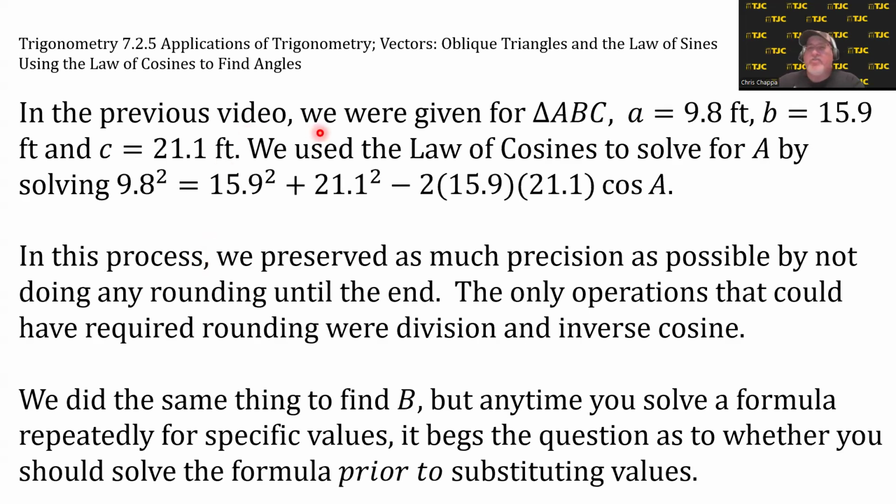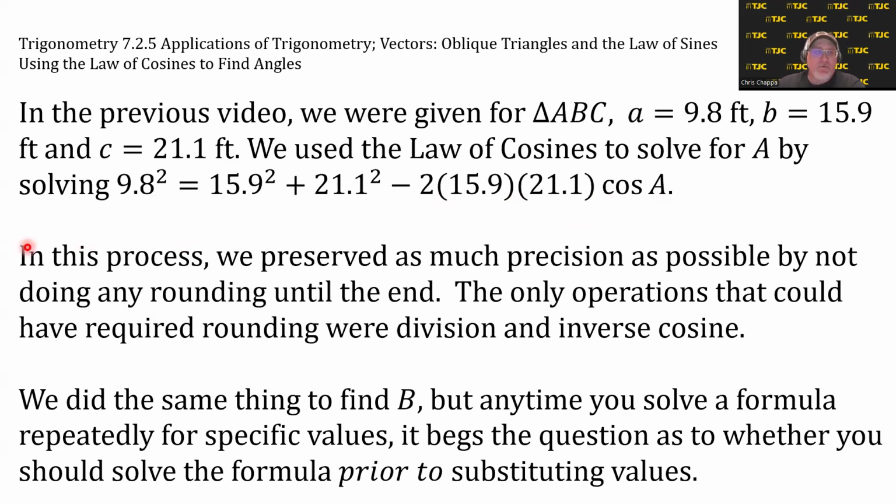Now, in the previous video, we were given triangle ABC. We were given side A equals 9.8 feet, side B equals 15.9 feet, and side C equals 21.1 feet. We used the law of cosines to solve for angle A by solving 9.8 squared equals 15.9 squared plus 21.1 squared minus 2 times 15.9 times 21.1 times cosine of A.